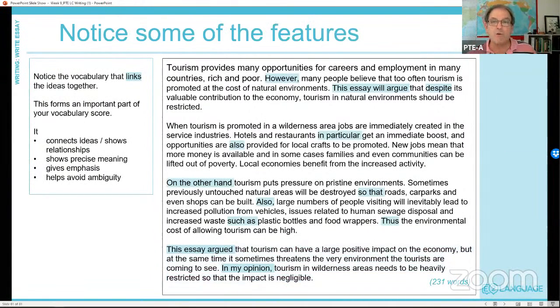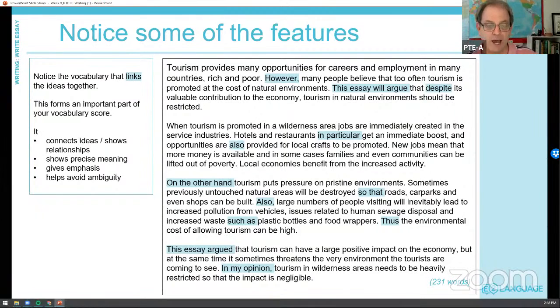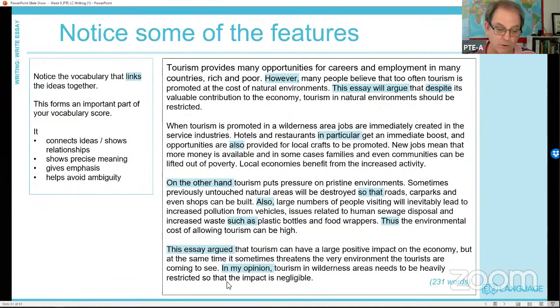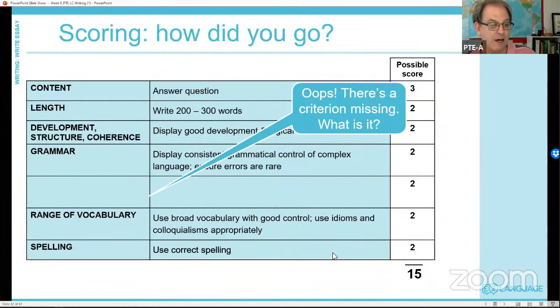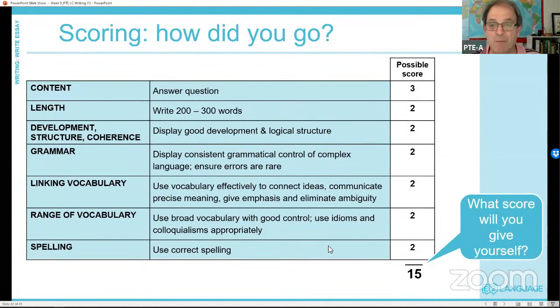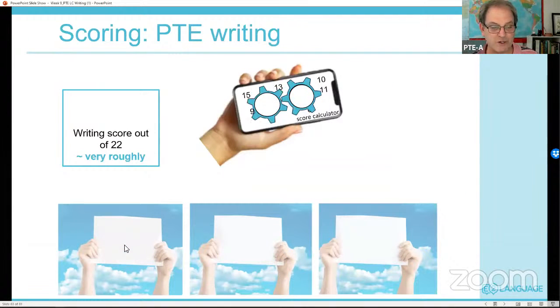Remember, linking words are part of your score, the way that you'll be scored well. So look at those linking words and use them: also, such as, in my opinion, in particular. Now, there's something missing. It's the linking vocabulary. If you put linking vocabulary in that works well, you'll score a higher mark. Content, length, development, grammar, linking vocabulary, range of vocabulary, and spelling. Give it all the best shot.